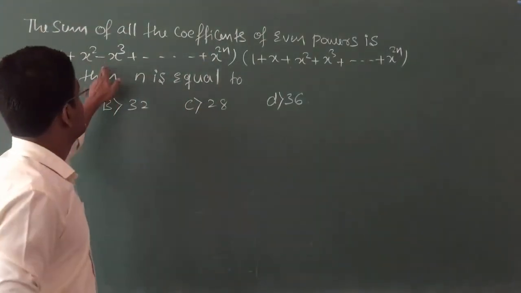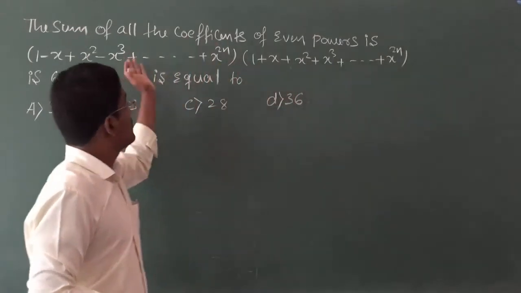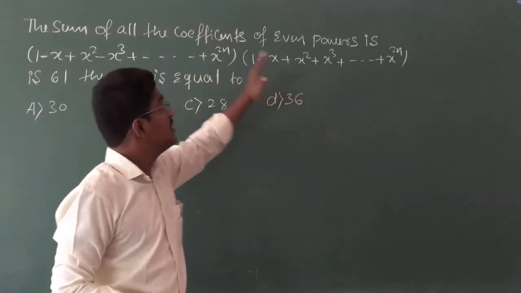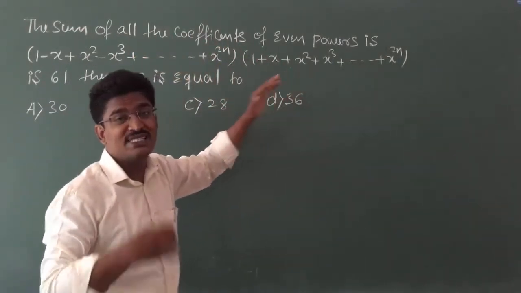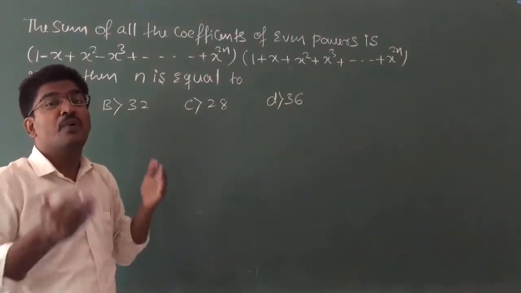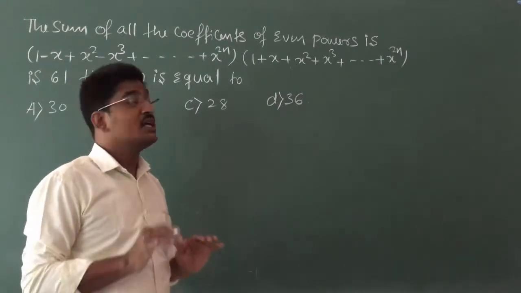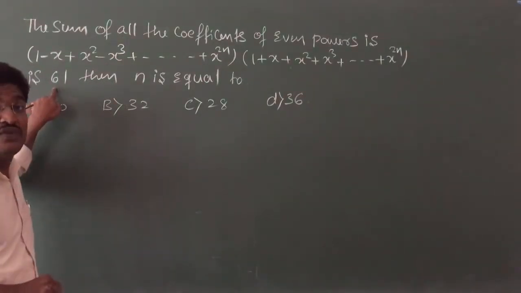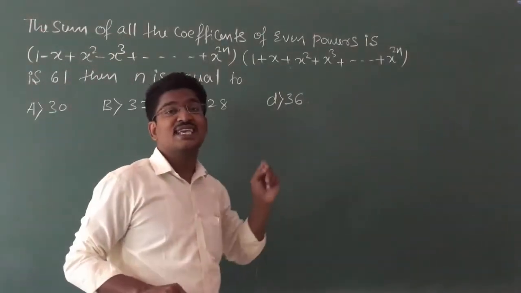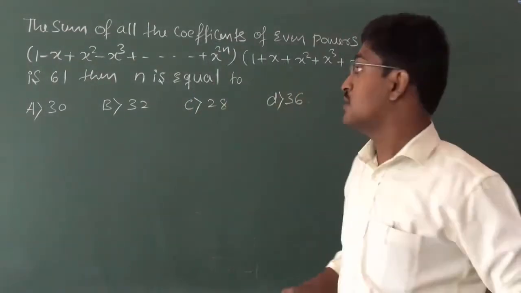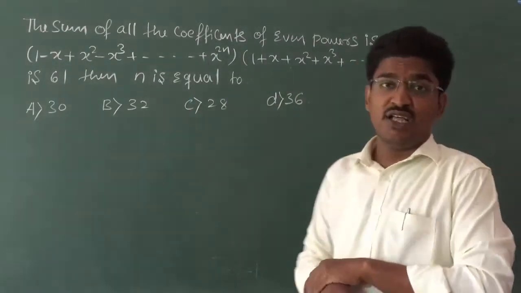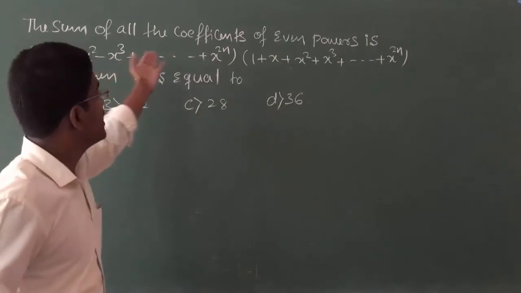That means there are two polynomials. They are multiplying these two polynomials. After multiplying these two polynomials, they are adding the even powers coefficients, that is going to be equal to 61. Then what is n they are asking. Okay. So for that reason, let us take the product of this.